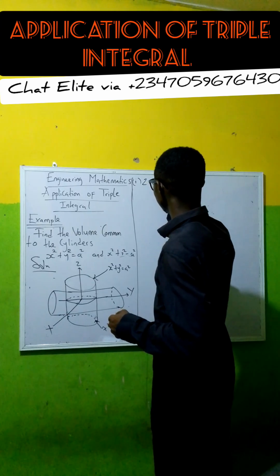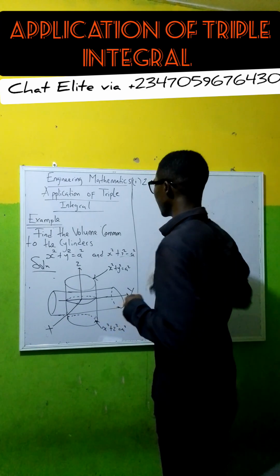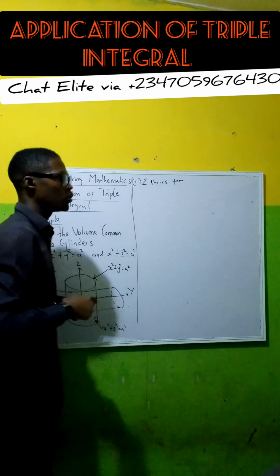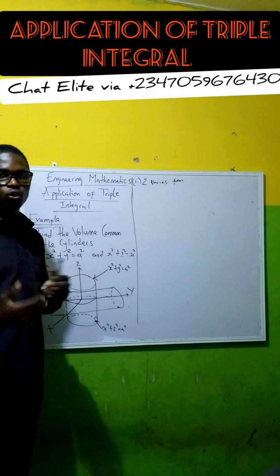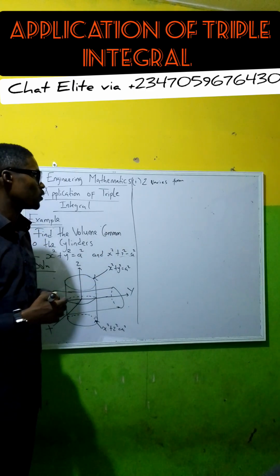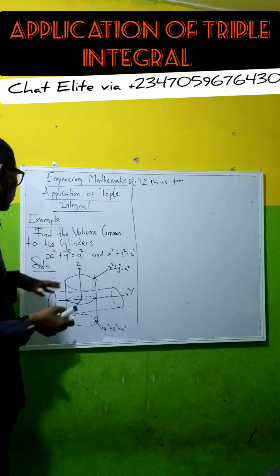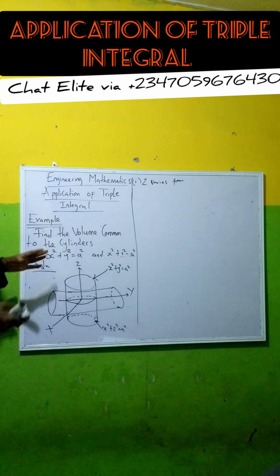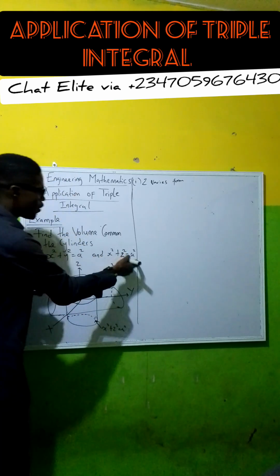Z varies from... so we want to consider the limit or interval of Z. Let us consider the interval of Z, the lower and the upper interval. So what will be the lower interval of Z? From this place we can find our lower and upper interval of Z.